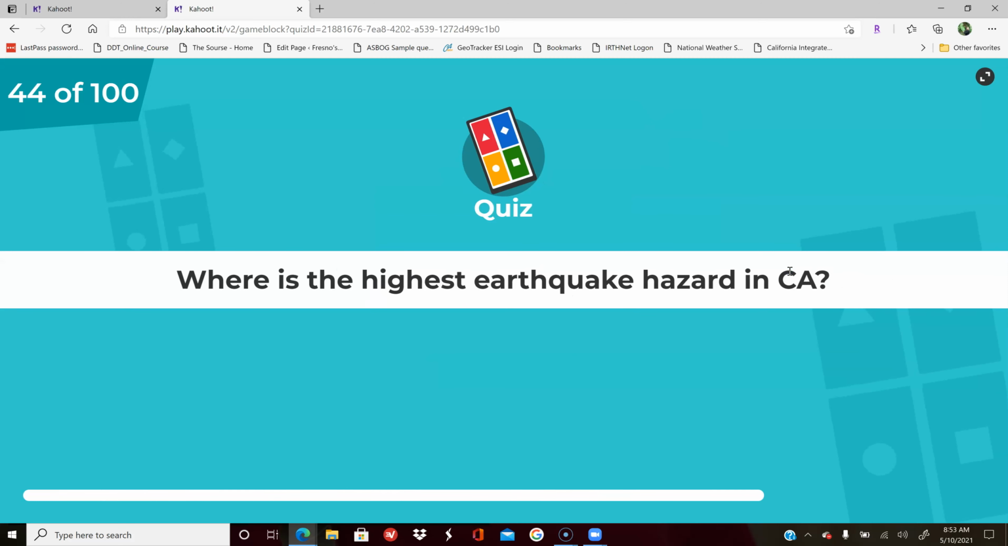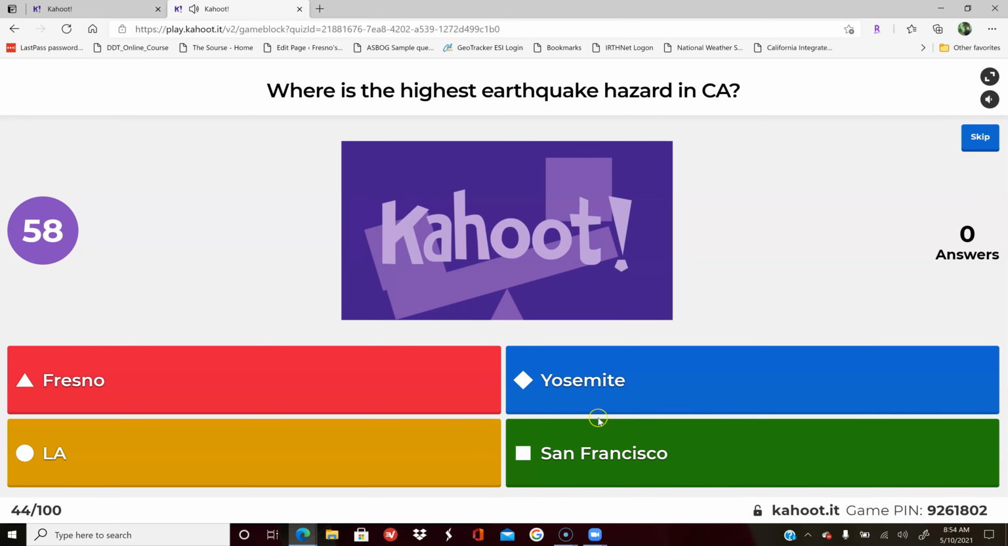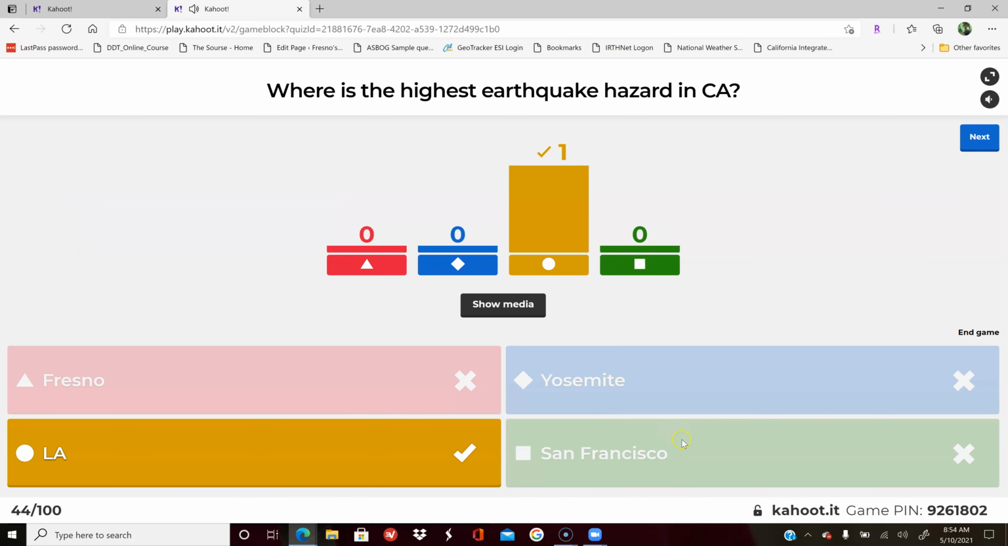Where is the highest earthquake hazard in California? Fresno, Yosemite, LA, or San Francisco? That would be LA. LA is currently the highest earthquake hazard.